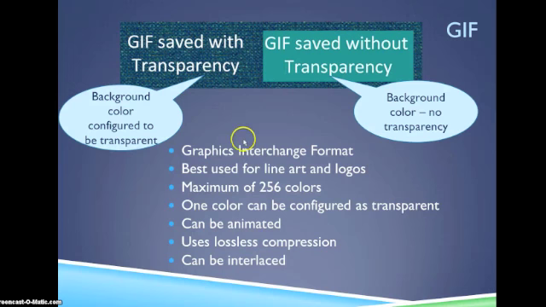The graphics interchange format is best used for line art and logos. You have a maximum of 256 colors. One color can be configured as transparent. They can be animated, which means you can have a series of images, one on top of the other, and they'll display in order from one to the last one. You can have them loop, so it does the same thing over and over.